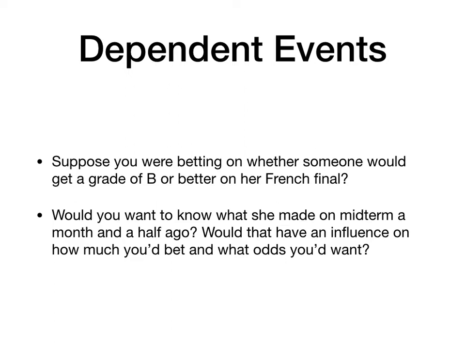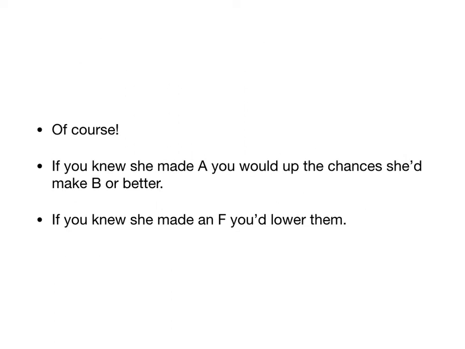Yes, of course, right? Look, if you knew she made an A on her midterm, you would up the chances she would make a B or better on her final by a lot, right? If you thought, first off, well, random person, I'll say 40%, you would up it to 50 or 60 or something. The amount doesn't matter. Different people would do up at different amounts. The point is, you find out she makes an A on her midterm, you are going to think it's more likely that she will do pretty well on her final, right?